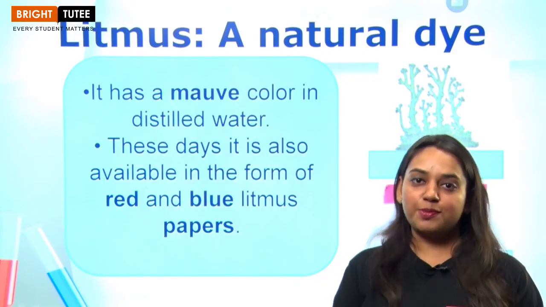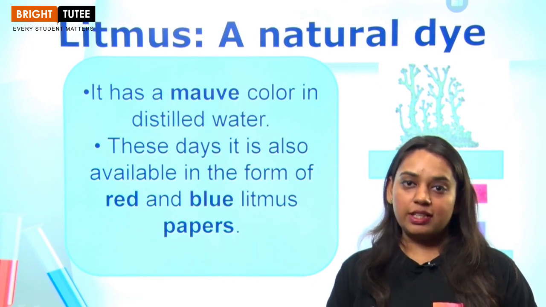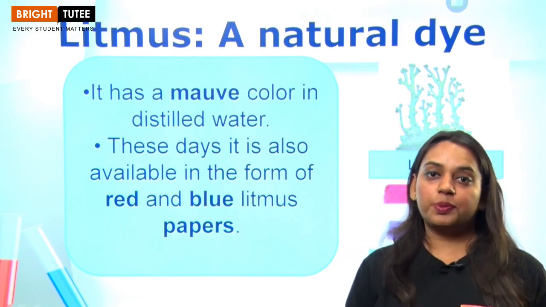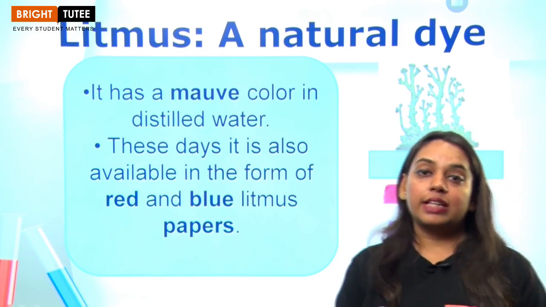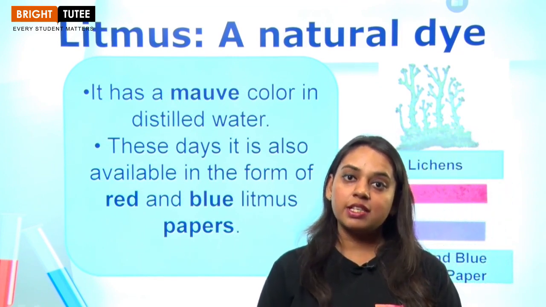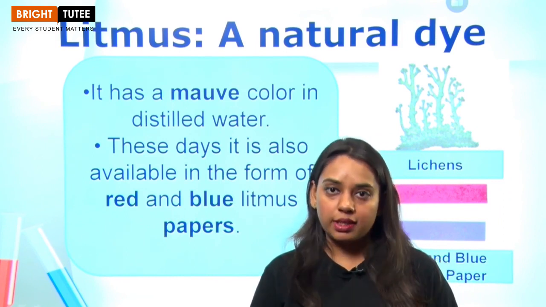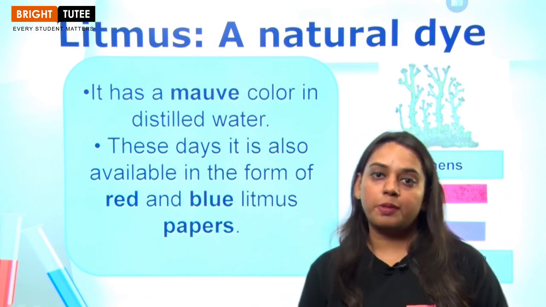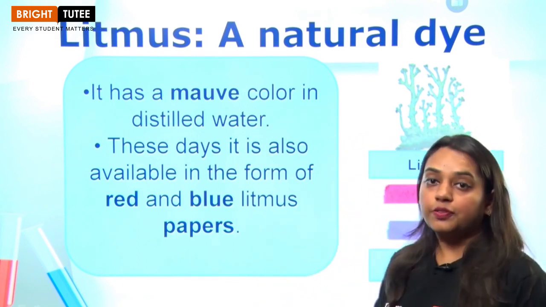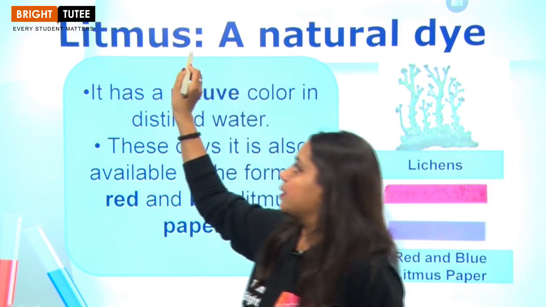Hello children, welcome to the session. In this session, we are about to discuss a few naturally occurring indicators. In the previous session, we discussed what indicators are: substances which indicate whether a substance is acidic or basic in nature. So the first natural indicator that we are about to study is litmus.